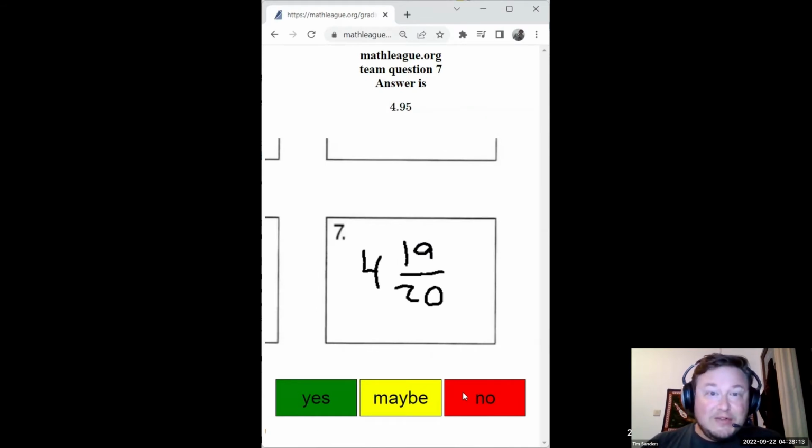All right, take a look at this one. Read what they wrote. 4 and 19 over 20. 4 and 19/20. That's what they wrote. Now, look at what they're asking for. 4.95. Now, if you work the math out in your head or on a calculator, you will realize if you type them both into a calculator, they'll give you the same result.